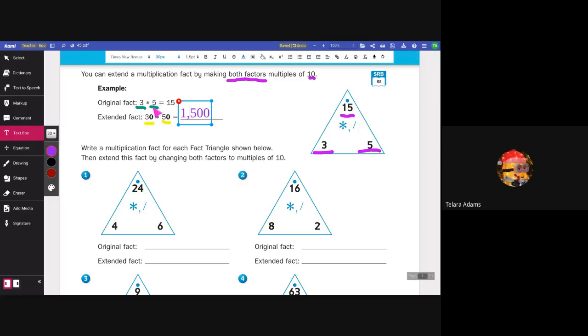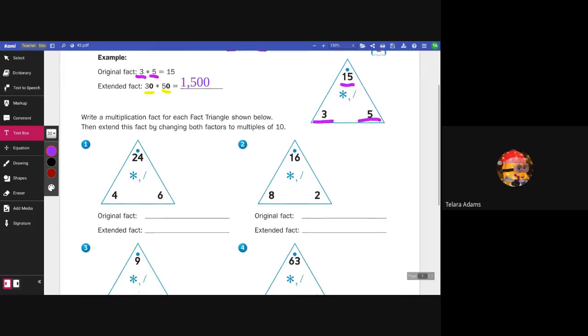So I know if 3 times 5 equals 15, I made each factor a multiple of 10 by adding a 0. And then I multiplied 3 times 5, my basic fact, and added the 2 zeros, 1,500. Now I know this number is a multiple of 10. Does that make sense? Let's keep going just to make sure.